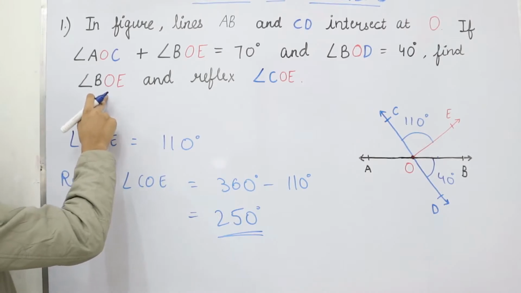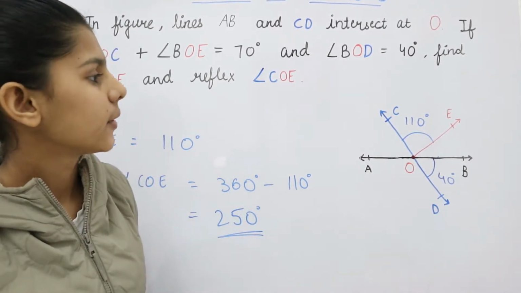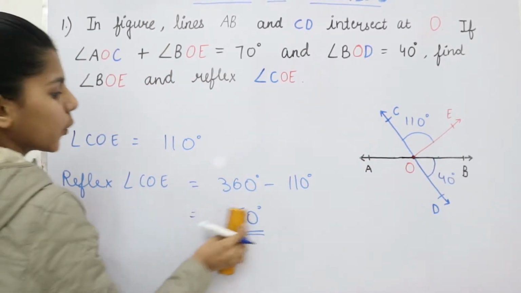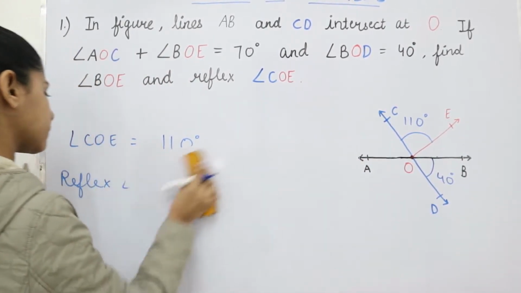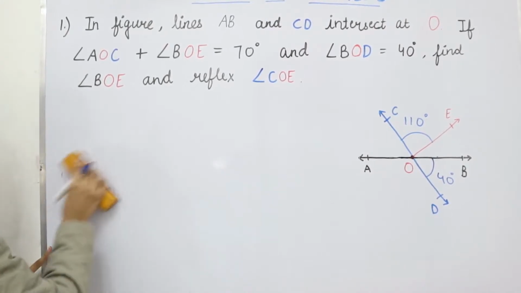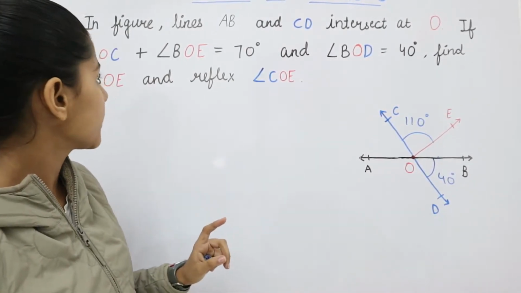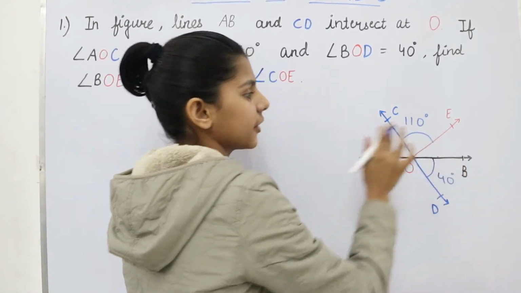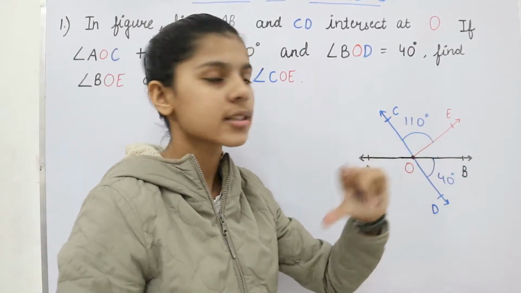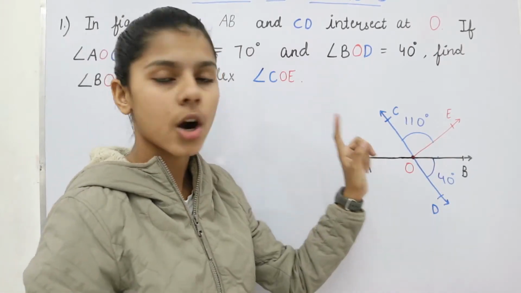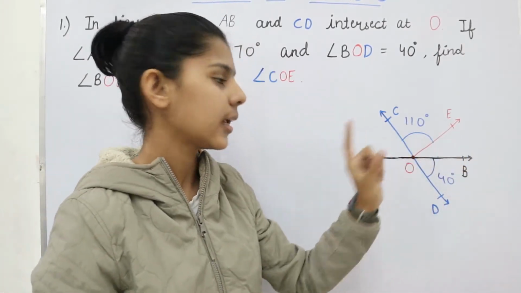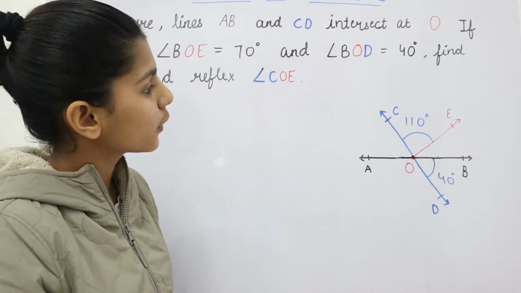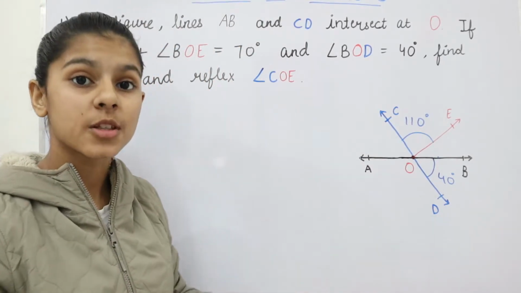Now we have to calculate the angle BOE. BOE means this one angle. We have to calculate this one. How are we going to calculate it? In the question it is given that angle AOC plus BOE, their sum, is 70 degrees. They both have a sum of 70 degrees, but it is not told how much the individual angles measure. This is not told. So how will we calculate it? You have to observe the question.